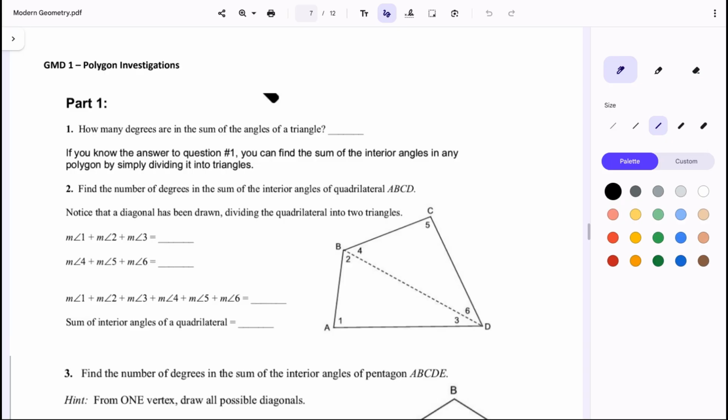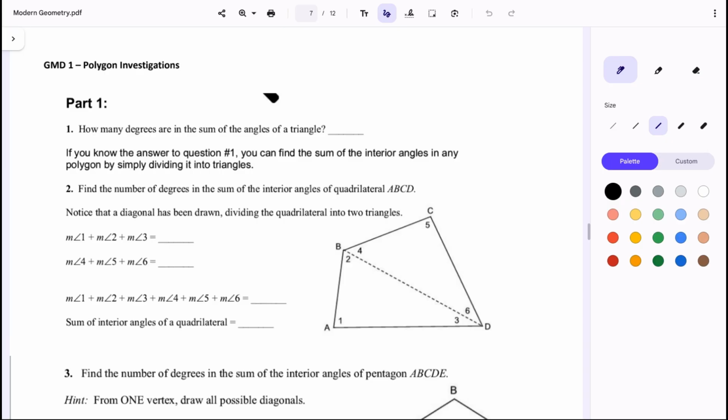After quadrilaterals, they stopped creating formulas for each individual shape. If we had a formula for every single shape, we'd have a lot of formulas to remember, because you'd have one for a pentagon, a hexagon, an octagon, a nonagon. So they have one formula that we can use for any regular polygon, and that's what we're going to get into.